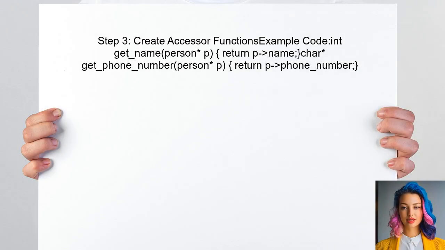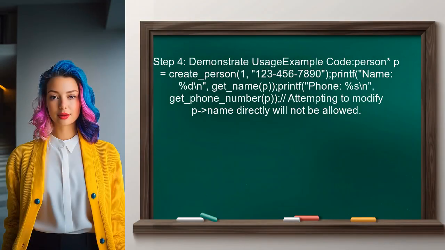After creating the struct and initialization function, the user should provide a function to access the data. This function will return the values without allowing modifications. Finally, the user can demonstrate the usage of this pattern. They should create a person instance and attempt to access its data using the provided functions.